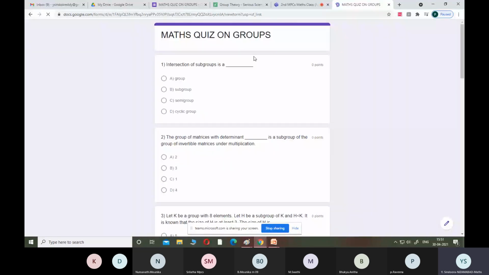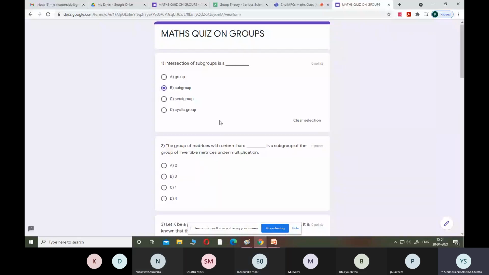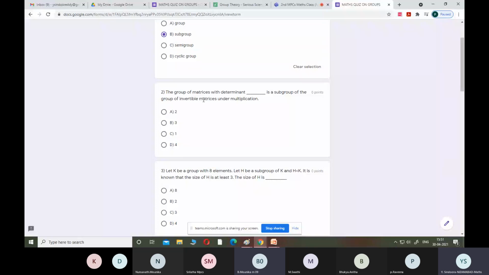Now tell me, the intersection of subgroups, is it a group, or is it a subgroup, or is it a semigroup, or is it a cyclic group? Subgroup. It is a subgroup. Okay, very good. Now, the group of matrices with the determinant dash is a subgroup of the group of invertible matrices under multiplication. But it will become a group only if the determinant is equal to dash.